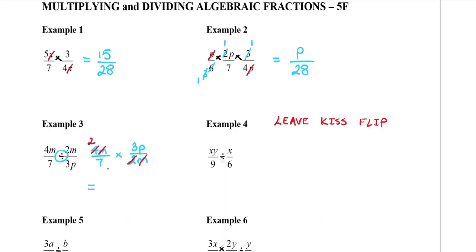2 times 3 gives 6p, and on the bottom we have just that 7 left, so 6p over 7 for the answer. Let's try another one.